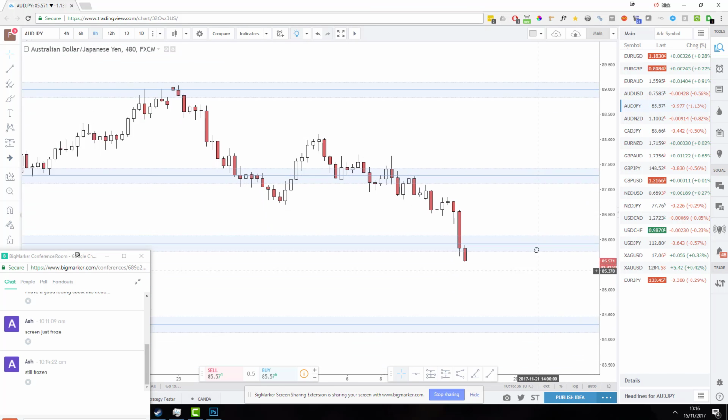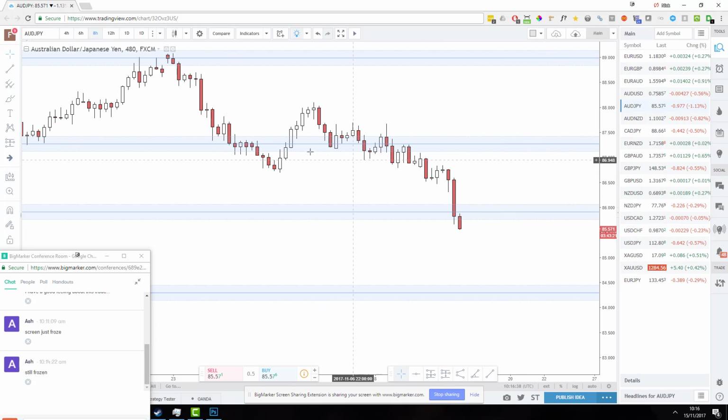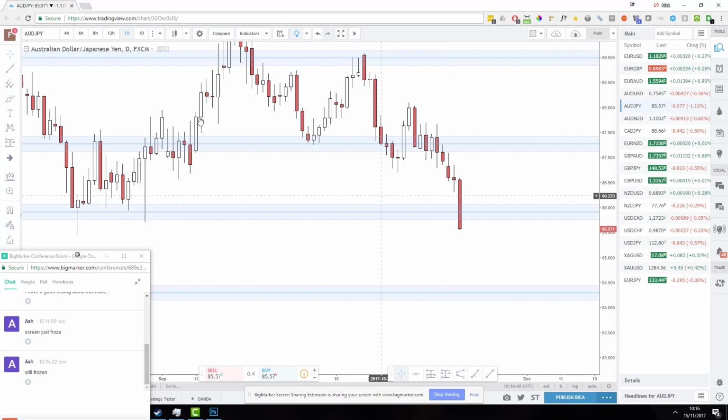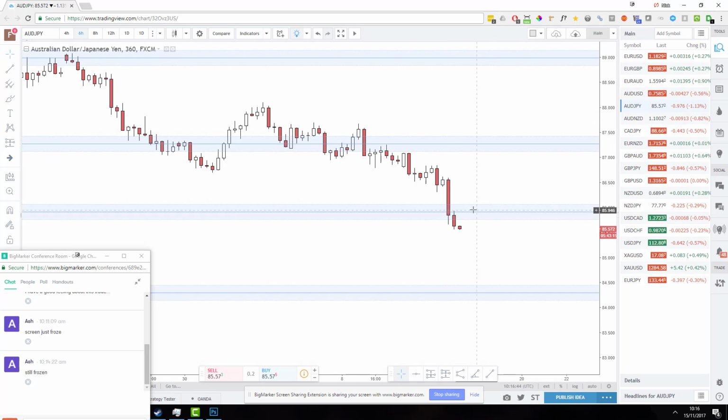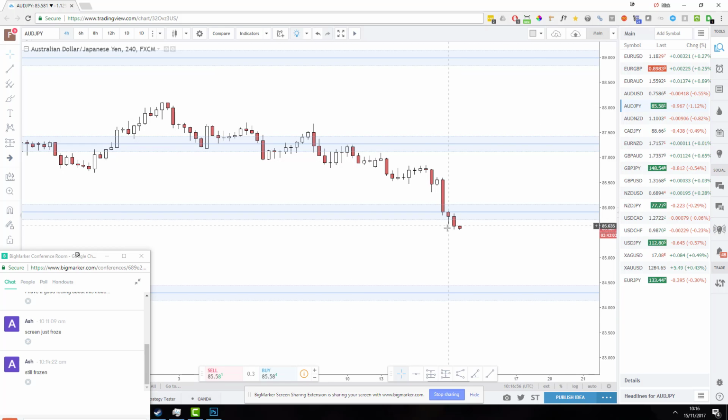AUDJPY, what's going on with AUDJPY? AUDJPY is falling pretty heavily. It's broken through the support area just now. It's on its way down. I mean, there's no potential for reversal here. There might be potential for a continuation trade, especially if it pulls back up here and tests this resistance area. Worth keeping a close eye on, possibly on the lower time frames.